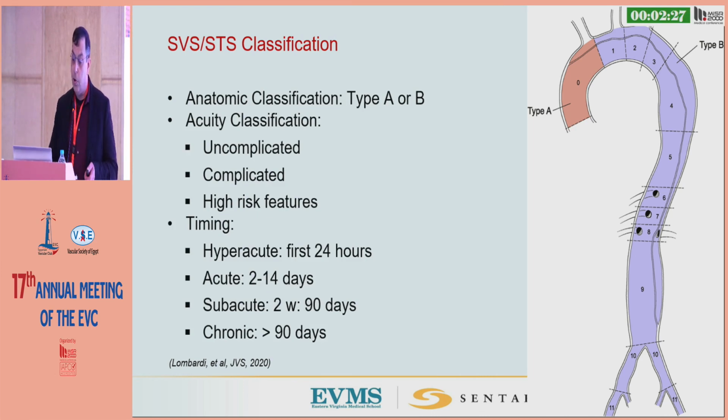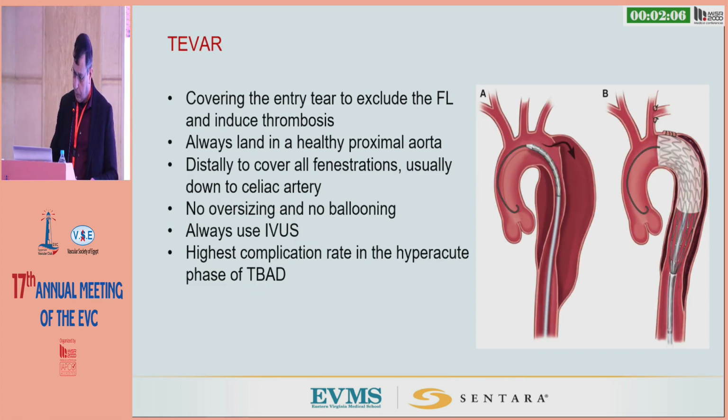Also, it started to look at the acuity of classification, like uncomplicated, complicated, which is the usual way, but added high-risk features, concentrating on the patients who are more likely to develop problems down the road. Also, there was a timing classification according to the presentation, where it's hyperacute, acute, subacute, or chronic.